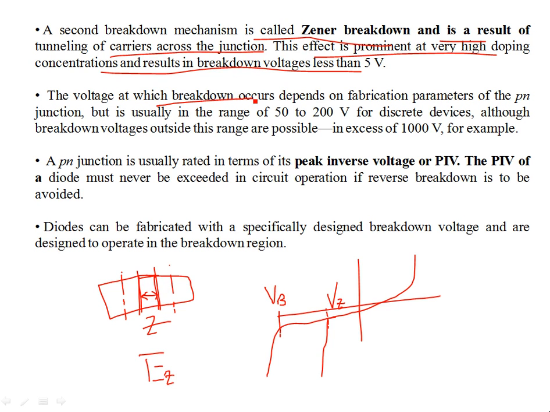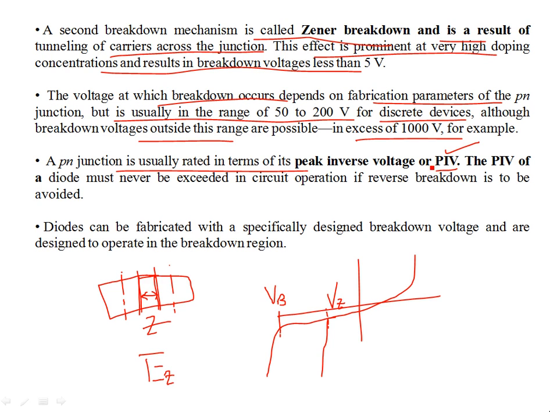So the voltage at which the breakdown occurs depends on the fabrication parameters of the PN junction, but is usually in the range of 50 to 200 volts for discrete devices, although breakdown voltages outside this range are possible, in excess of 1000. So a PN junction is usually rated in terms of peak inverse voltage rating. Depending on the fabrication of the device, the doping concentration, and the temperature condition, there is a peak inverse rating that you might want to avoid exceeding if you want to avoid the burnout of the device.